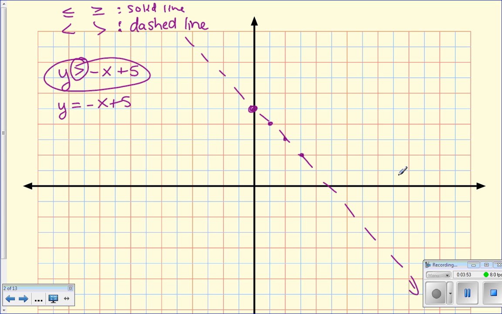Now I have to pick which side to shade on. Greater than means bigger than, and y again is up and down, so bigger would be up higher. So we're going to shade above the line.